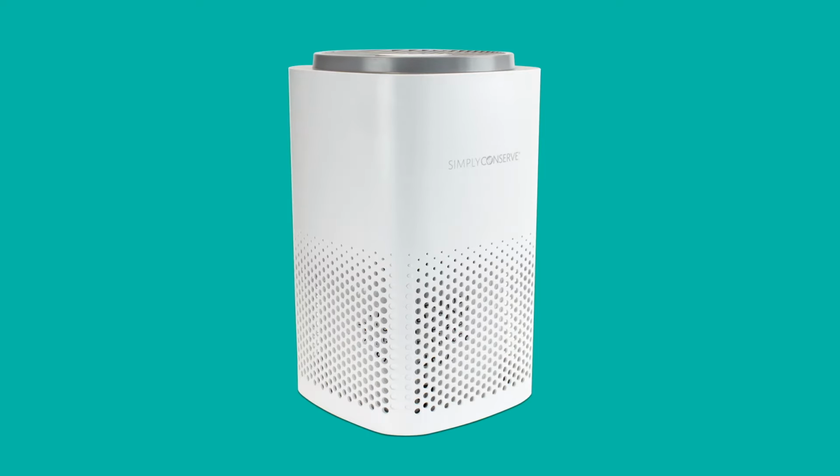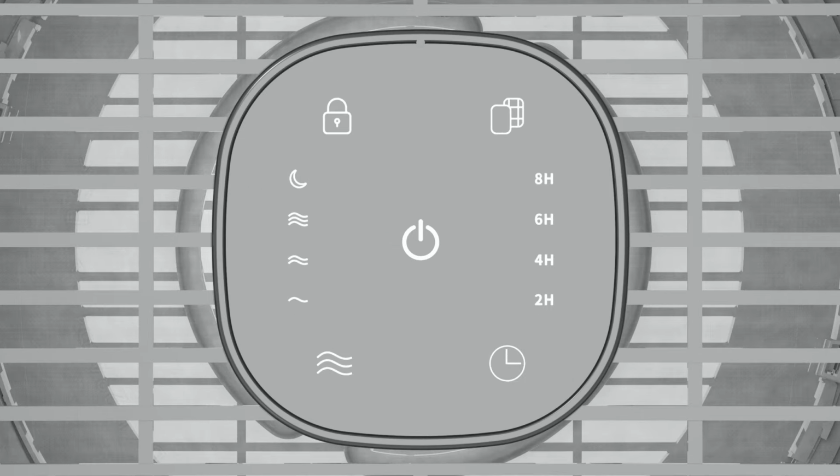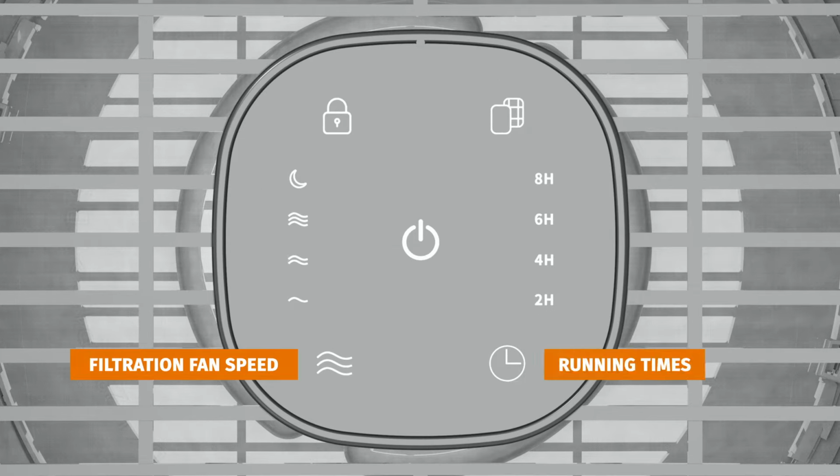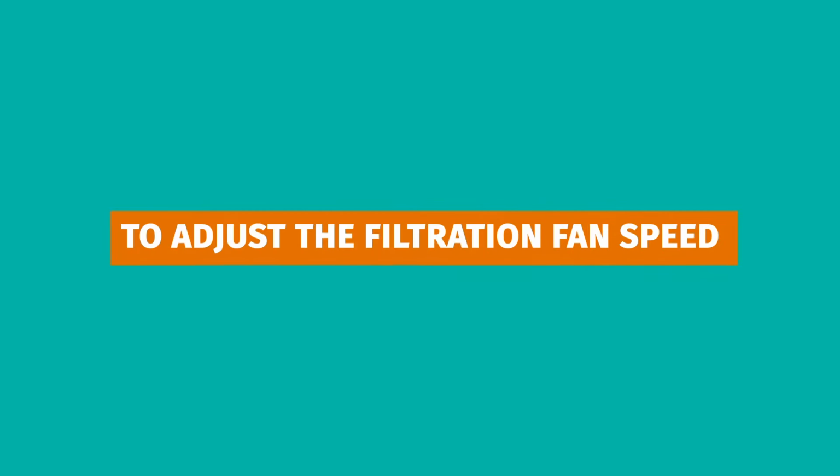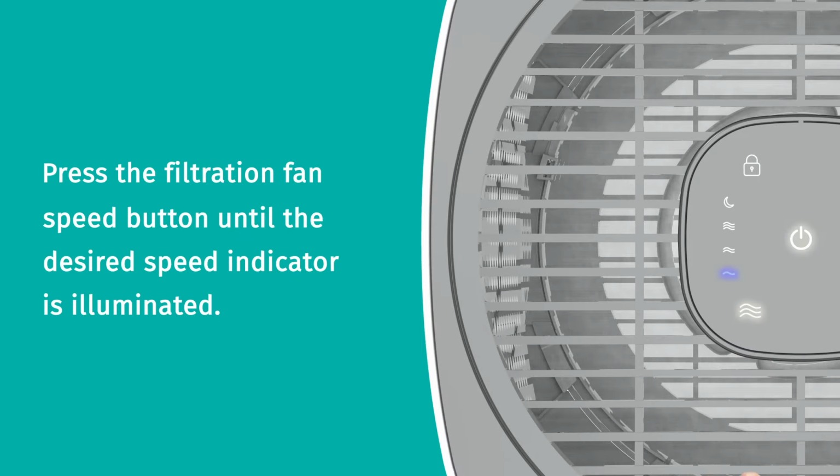The Simply Conserve tabletop air purifier is a breeze to operate. Its intuitive control display lets you adjust the filtration fan speed and set running times. A display lock prevents accidental setting changes, and an indicator light lets you know when it's time to replace the filter. When the unit is running, press the filtration fan speed button until the desired speed indicator is illuminated.